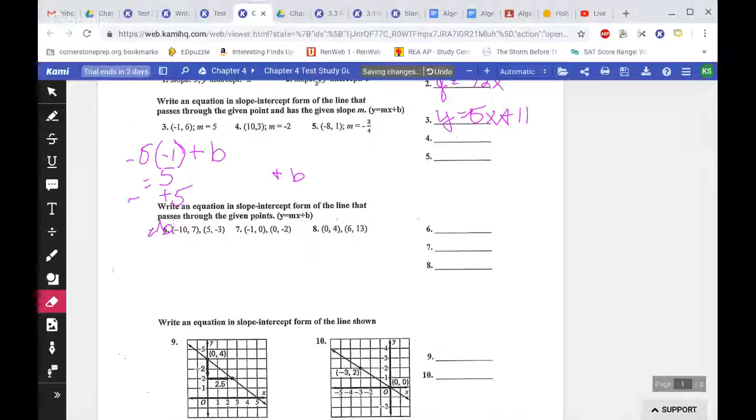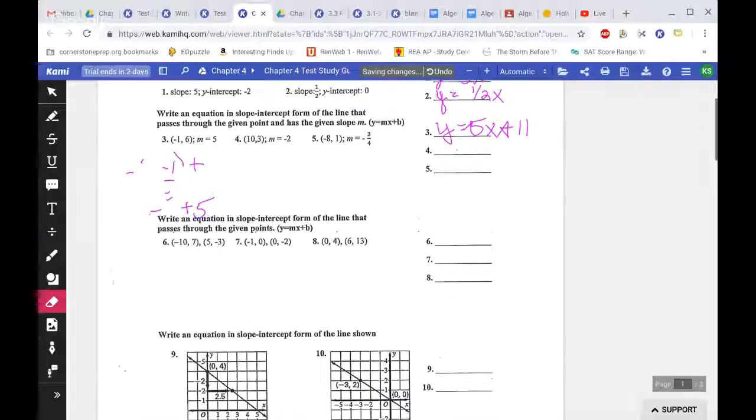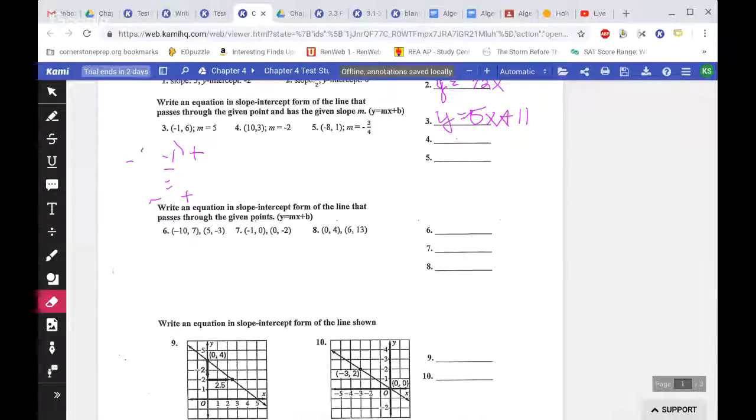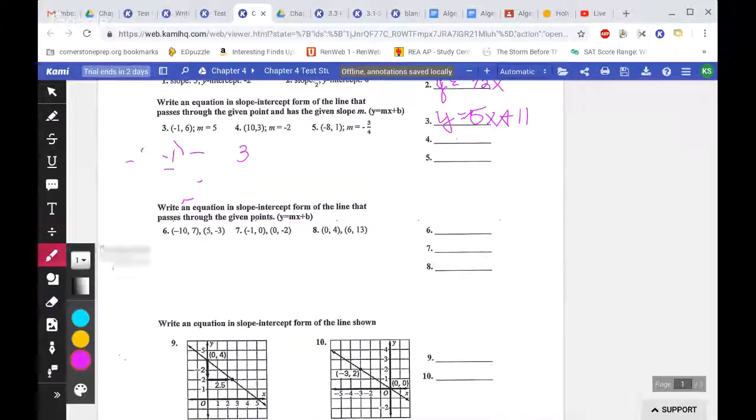Okay, so number 4. Who's going to walk me through that? I can. Okay, let me see if I can get this erased. Okay, tell me what to write. 3 equals -2 times 10 plus b. Good job. I'm actually writing everything you told me to.